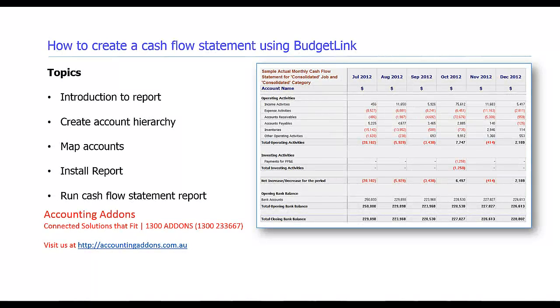I'm the lead developer at Accounting Add-ons, and today I'll show you how to create a cash flow statement using BudgetLink. We'll go through and create an account hierarchy. We'll show you how to map your chart of account to that cash flow hierarchy you've created. We'll install the report, and we'll also show you how to run that report. But before we do all that, let's have a look at what the cash flow statement looks like in BudgetLink.